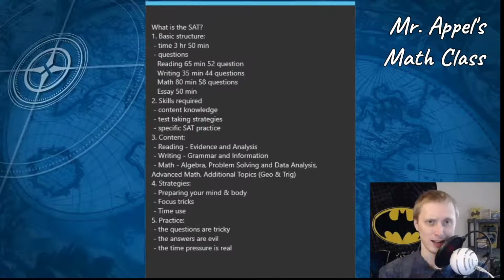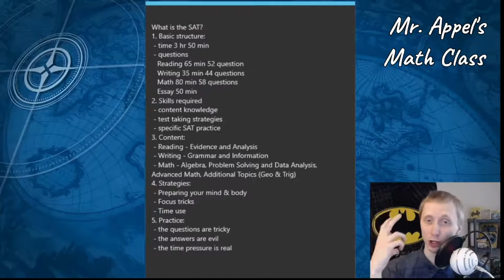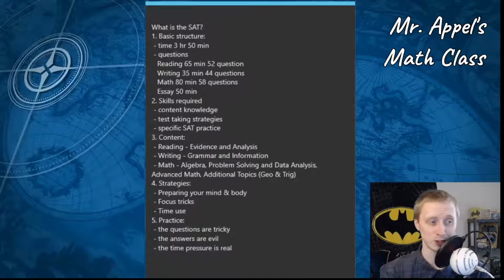Do the math on how long that is you have to spend per question. And then keep in mind, this is the reading section. You will have to read several large passages and then answer multiple questions about said passage. So your actual time spent thinking per question is greatly diminished. After that, you have the writing section, which is 35 minutes long and has you answering 44 questions. And I'll get a little more into specifically what's the difference between these two in a few minutes.